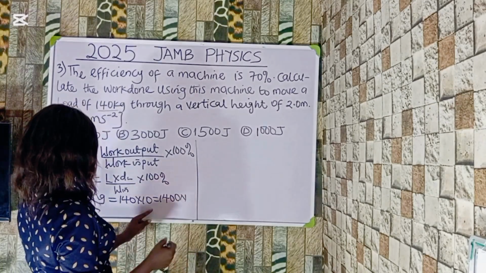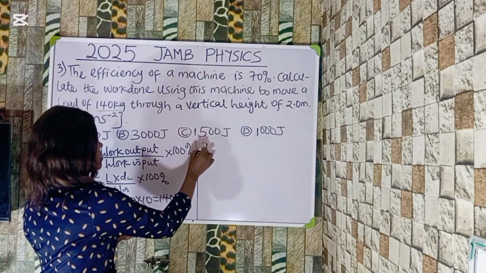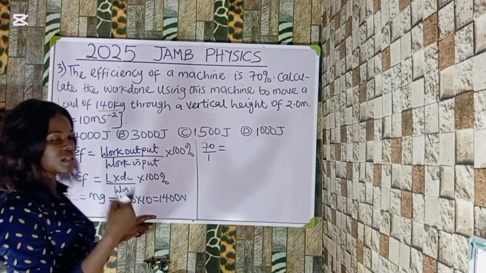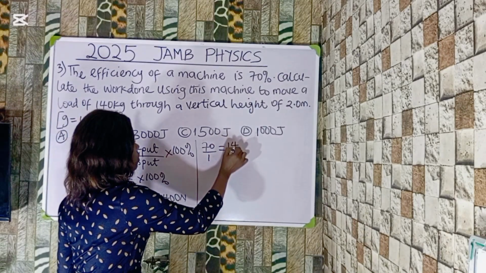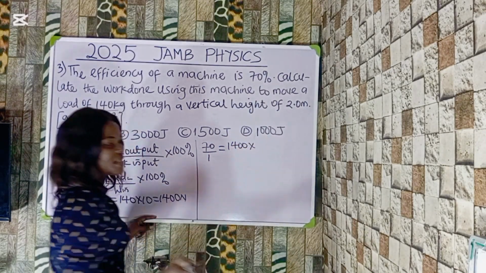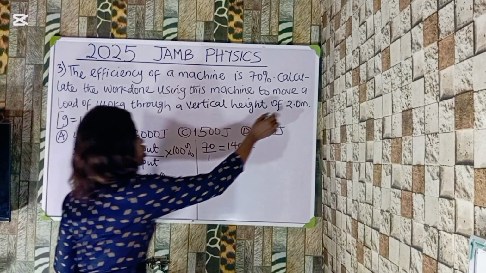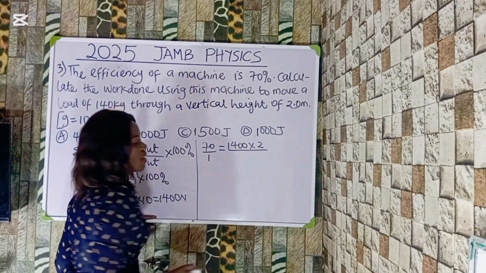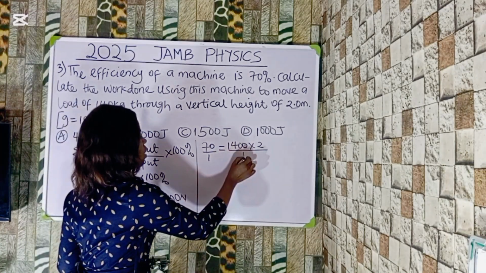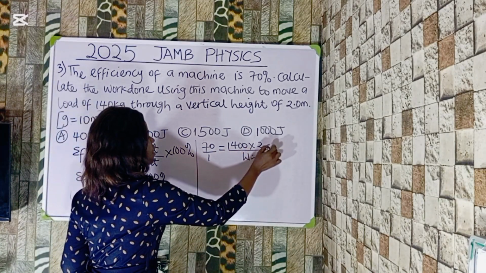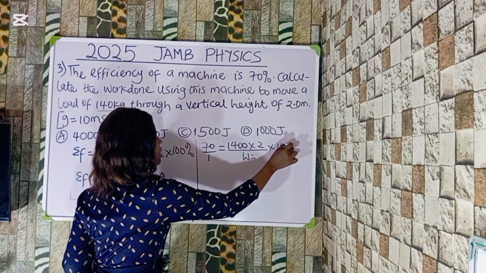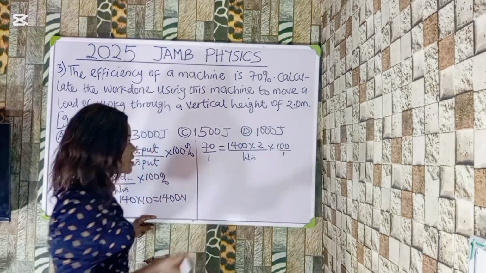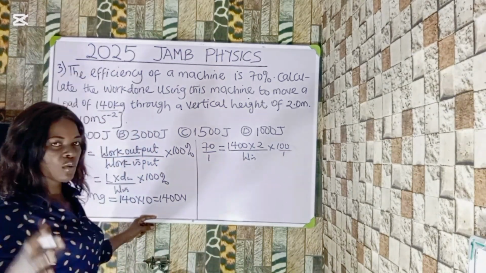Using the formula, we have that our efficiency is given by 70 over 1. Then it is equal to, our load now is 1500, multiplied by the distance moved by load, which is given as 2 meters, right? So write 2, divided by work input. Now multiply by 100%, or I can say multiply by 100 over 1. Is that clear? So let's multiply all through to see what we have.